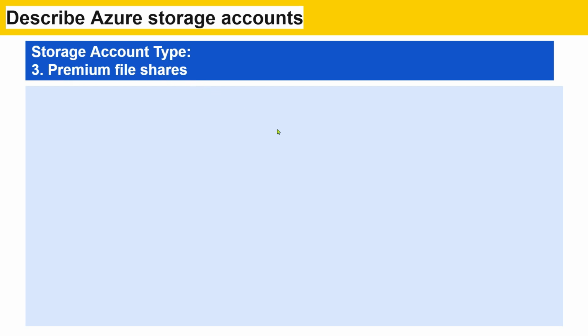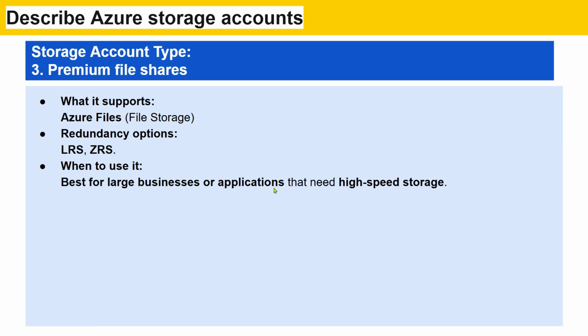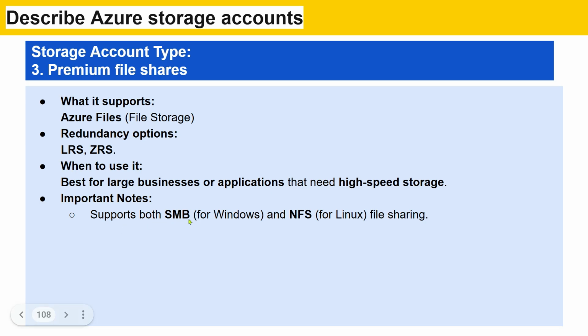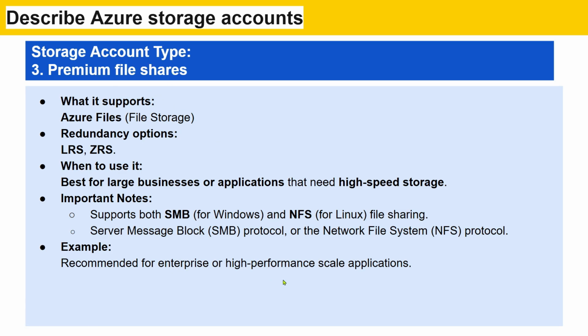The third is premium file shares. The best part here is that this is only for file storage. The supported type is file storage, and for redundancy options, you get LRS and ZRS. It is best for large businesses or applications. Premium file share is best for large businesses where they need high speed storage. It supports both SMB and NFS. So what is SMB? Server message block. SMB is a protocol, and NFS, network file system, is the protocol for Linux. It supports both, so generally this account type fits mostly large companies.